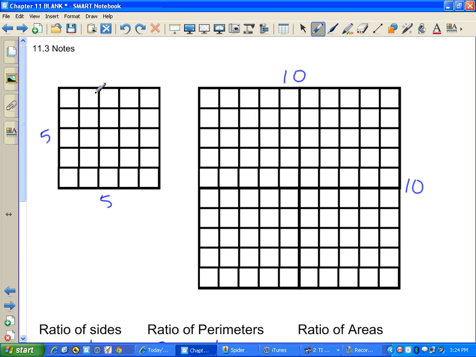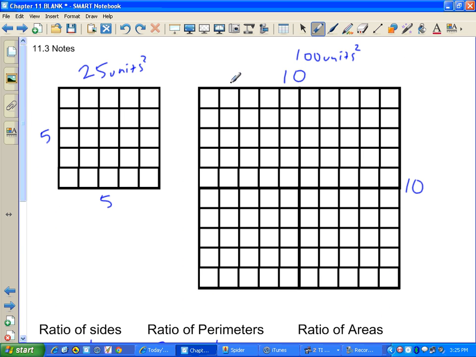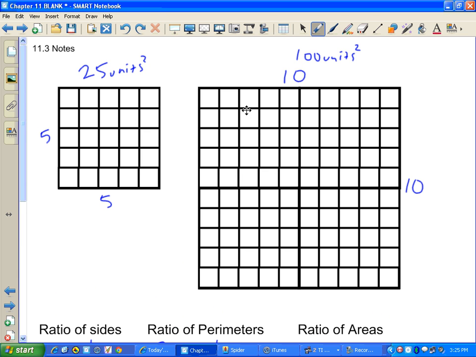The area of this shape is 25 units squared. The area of this is 100 units squared. Length times width. So the area ratio is 25 over 100, which reduces down to 1/4. Now let's expand on this and get some numbers that aren't so easy. So something that's not a 1 to 2 ratio, and see if we can develop a pattern.